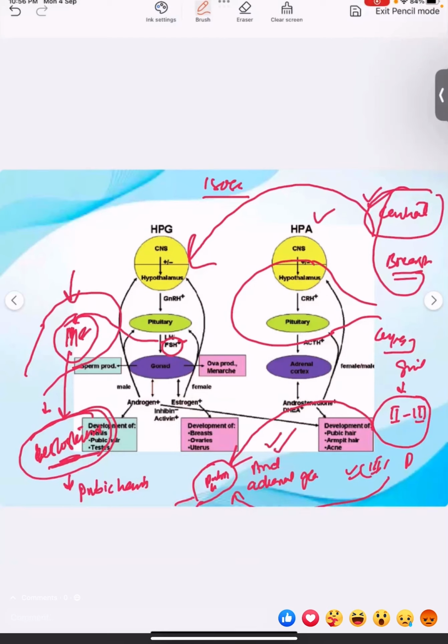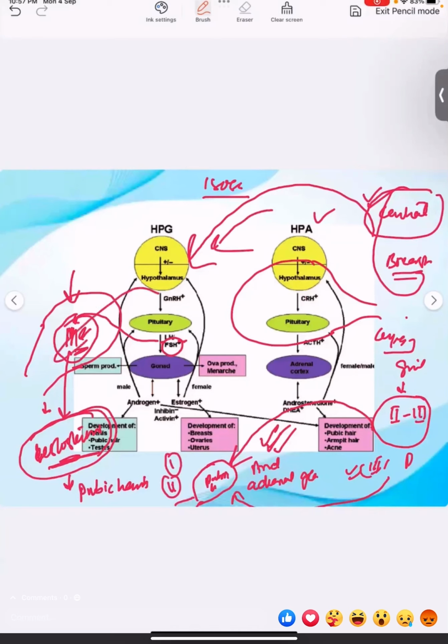Okay, you got my point here? Pubic hair, you will go for urinary steroids to look for the adrenal problem. Breast development, you will go for the MRI brain, central precocious puberty. Okay, clear? Okay. So if we talk about the first differential, it would be adrenal, and our second differential would be theca cell tumors.